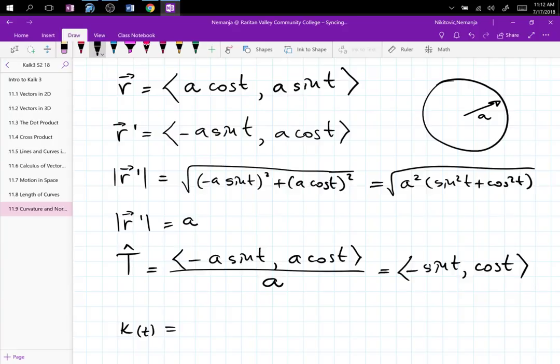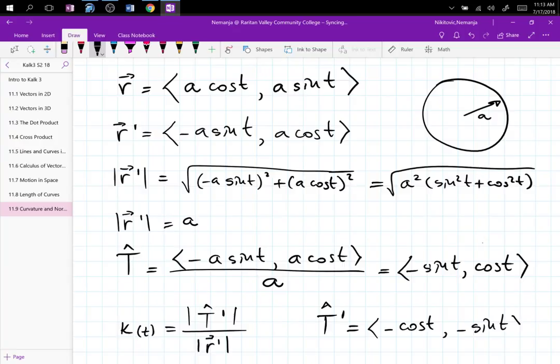So the curvature is going to be the magnitude of the derivative of vector T, divided by the magnitude of r prime. All right. Well, let's find T prime first. I'm using the hat because it's a unit vector. When I find its derivative, the derivative of negative sine t is negative cosine t, and the derivative of cosine t is negative sine t. There we go.